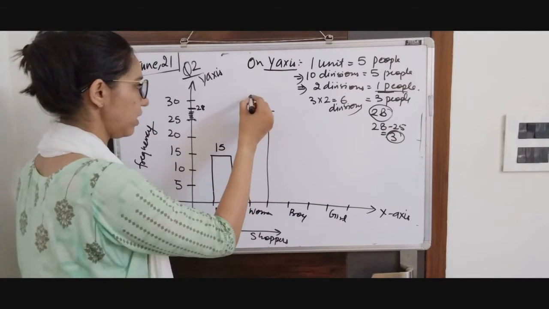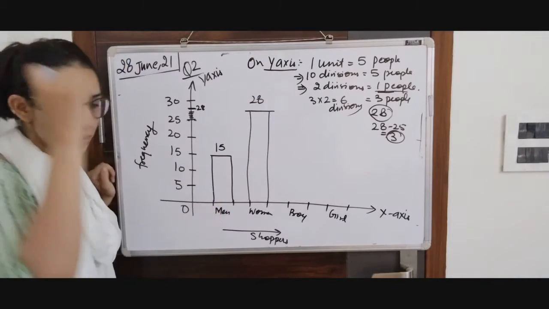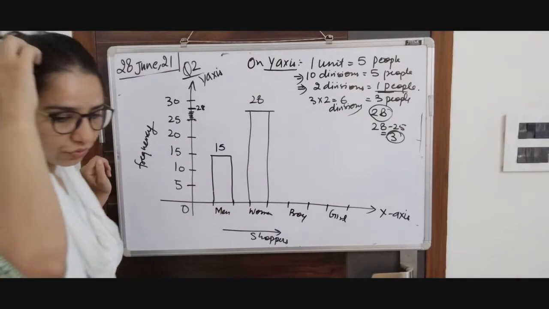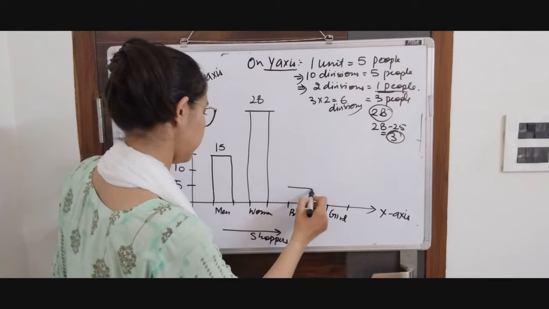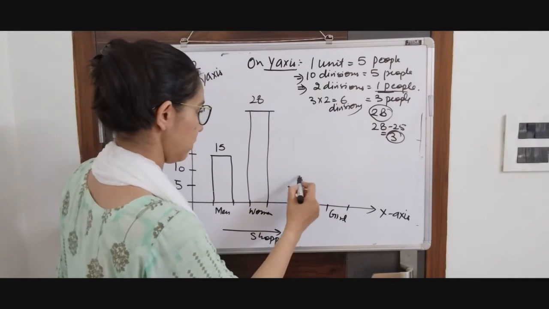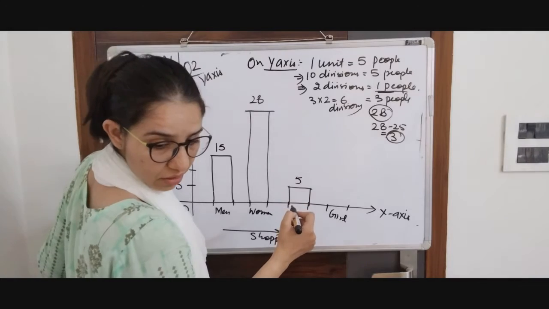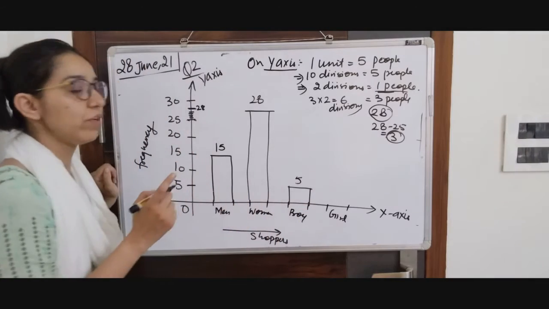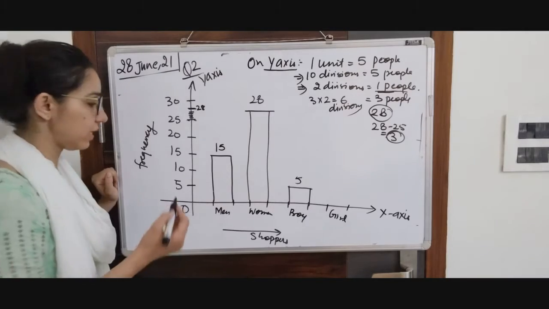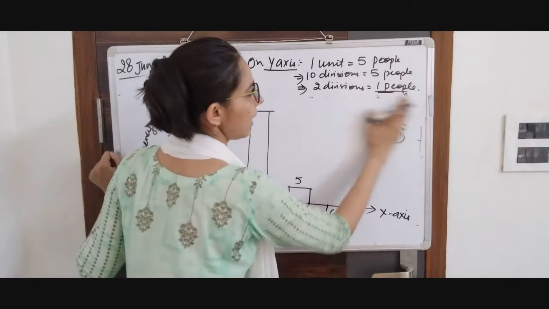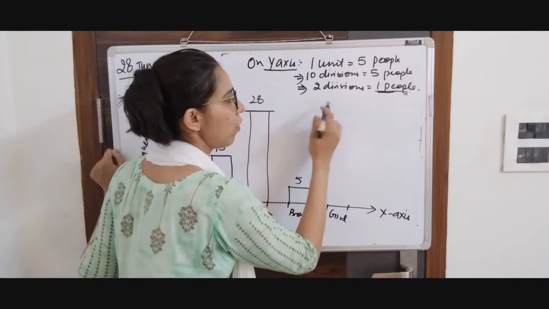This is 28. Next is boys. Boys is 5. 5 is direct. This is 5. And then girls are 12. 12 means 2 people more than 10. 12 girls. Again, I'm going to show you how.